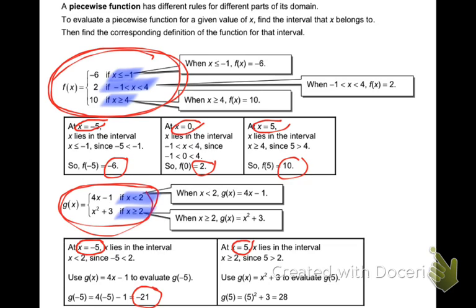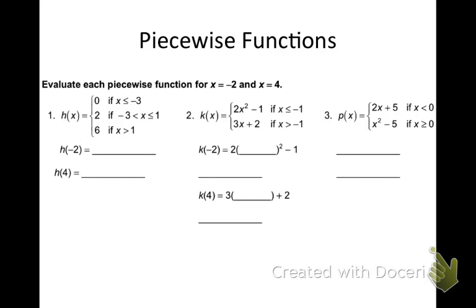Same thing here. I had x equals 5. Well, 5 is greater than 2, so I plug it into the bottom function now. 5 squared is 25 plus 3 gets me to 28. All right, piecewise function. The toughest part here is just making sure you plug it into the correct function. So let's look at what this looks like.